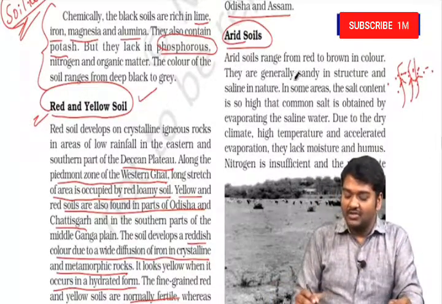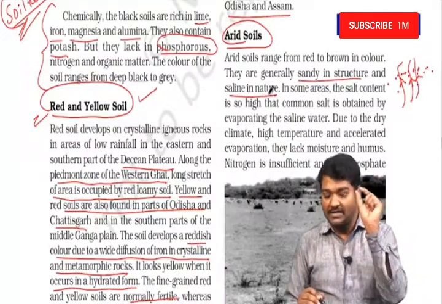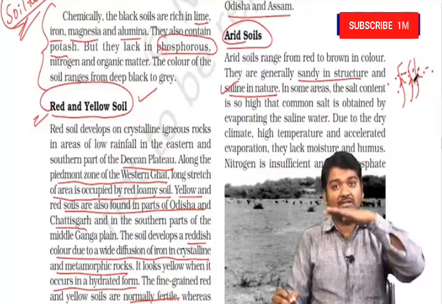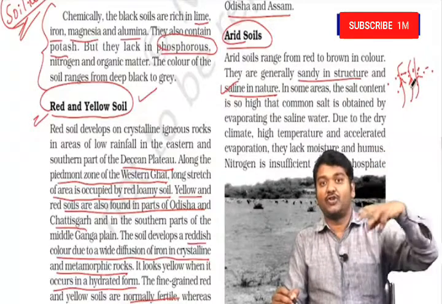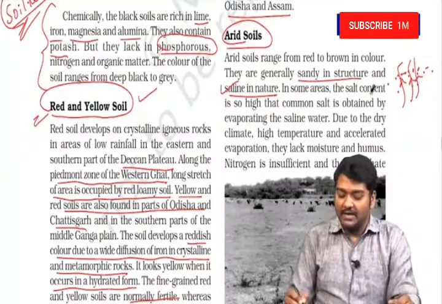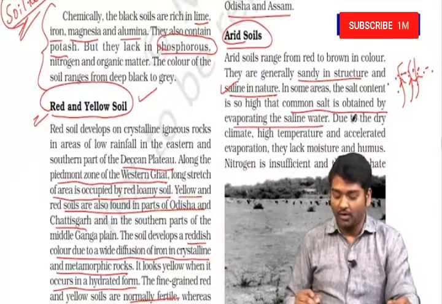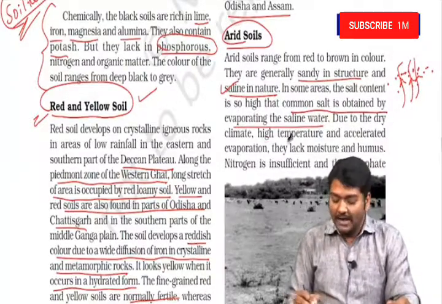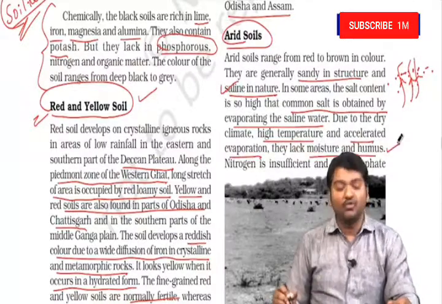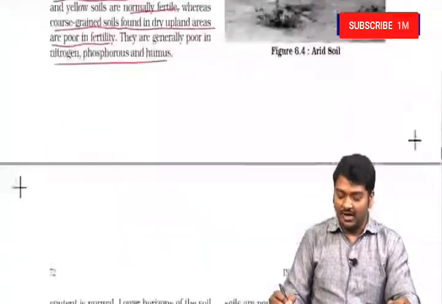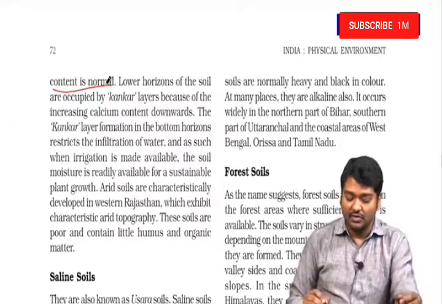See, they are generally sandy in structure and saline in nature. Sandy, because particle size is more; saline in nature because salt usually gets accumulated once evaporation of water takes place. In some areas, the salt content is so high that common salt is obtained by evaporating the saline water. Due to the dry climate, high temperature and accelerated evaporation, they lack moisture and humus. Nitrogen is insufficient and the phosphate content is normal. Only in arid soils some sort of phosphate is usually seen.